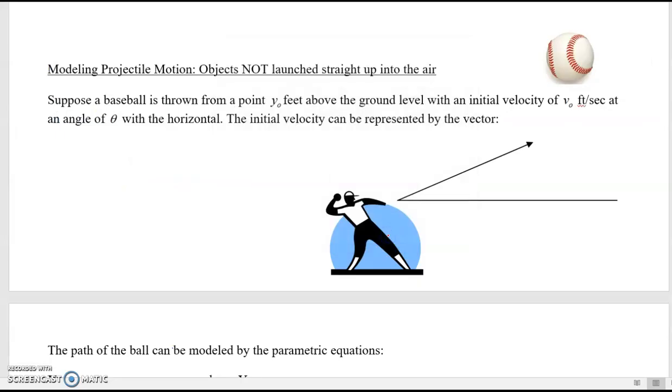Okay, now we're going to deal with objects not thrown straight up. So now we're going to deal with this angle. Suppose a baseball is thrown from point y sub a, ground level, with an initial velocity. We're going to represent the velocity by this vector. If theta, and this is my velocity vector, then the velocity is v sub naught cosine theta, comma, v sub naught sine theta.